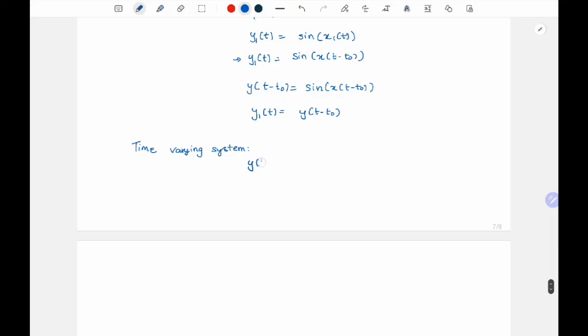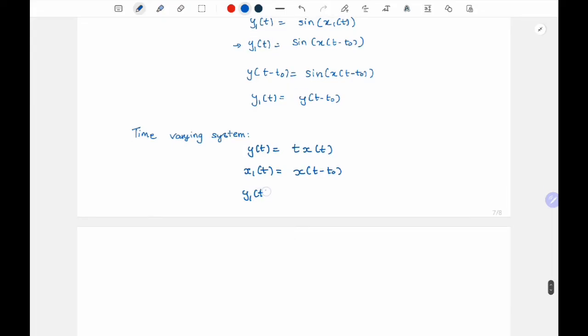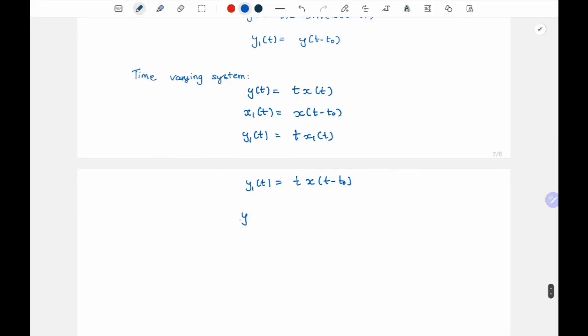If you have y of t is equal to t x of t, then let's again assume x1 of t is equal to x of t minus t naught. So what will y1 of t be? It will just be replacing x of t with x1 of t, and x1 of t is nothing but x of t minus t naught. Now let's try to time shift the output and see the previous output. So y of t minus t naught.